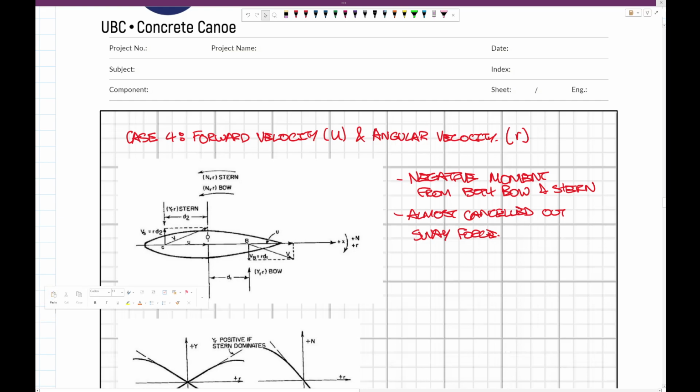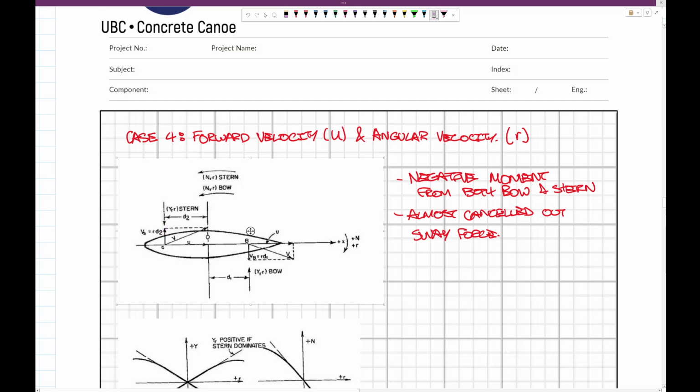And if we do the same in the stern, if this body is rotating... Okay, sorry. Computer's frozen a little bit. Okay, there we go. I'm back.